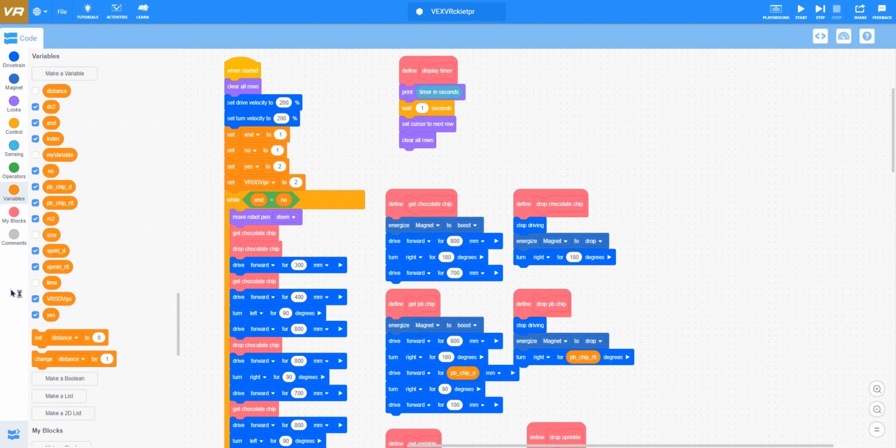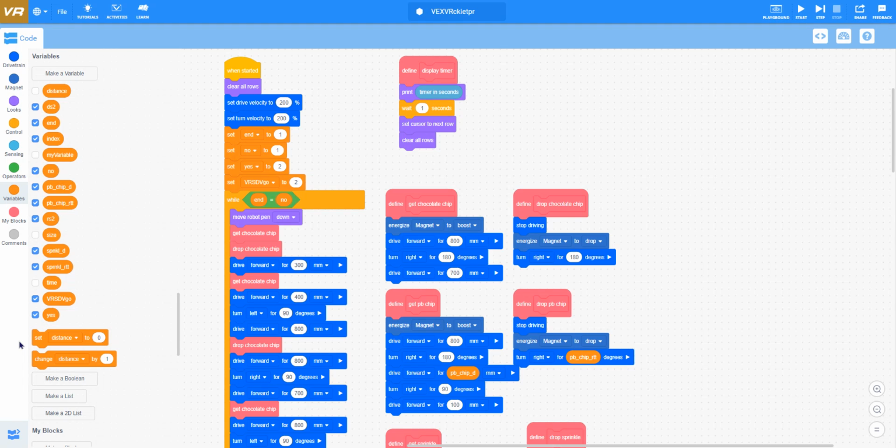DS2 means distance sprinkle 2. End, index, no. PB chip D means peanut butter chip distance, and PB chip RTT is peanut butter chip rotate. RS2 is rotate sprinkle 2. Sprinkle D means sprinkle distance, and sprinkle RTT means sprinkle rotate. VR-SDV go says when that should go.